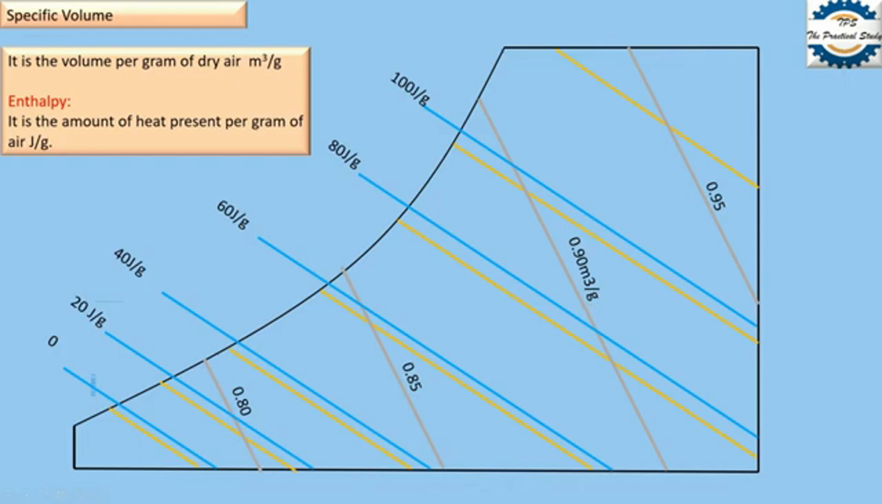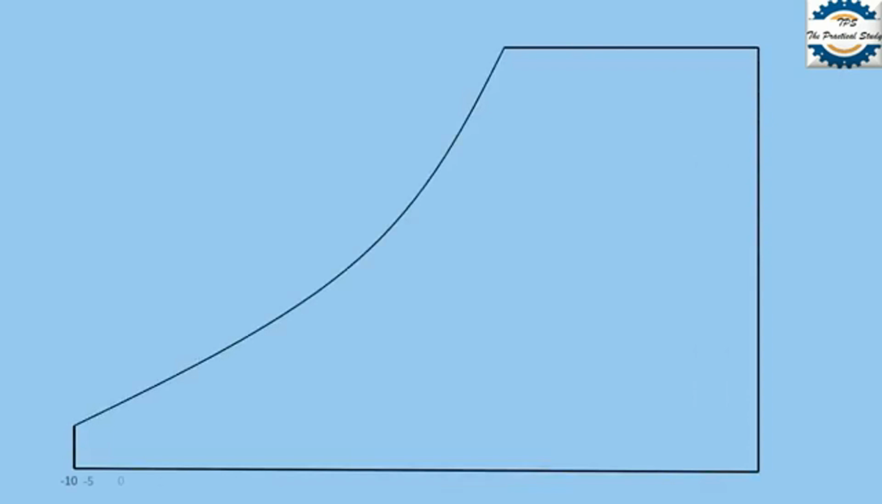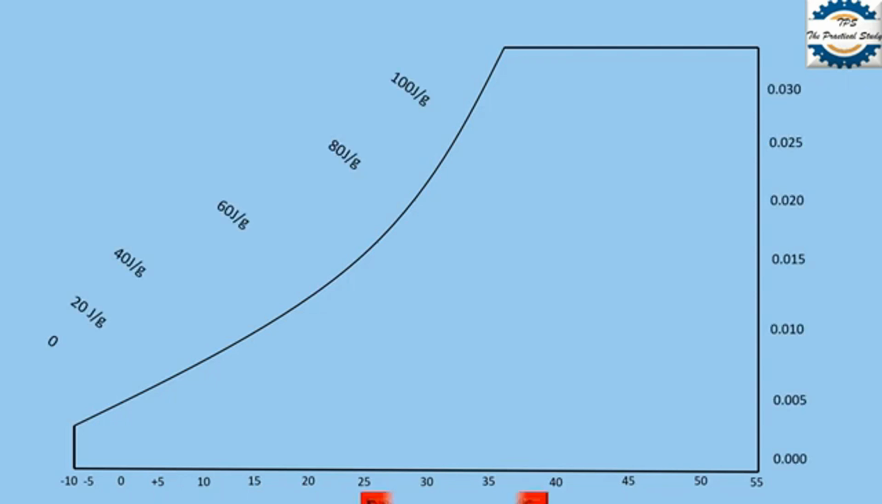Now I think, guys, we have drawn all parameters individually. I think it's time to draw a complete psychometric chart. Suppose this is the psychometric chart. First we have drawn the scale of dry bulb temperature, then the scale of humidity ratio, then the scale of enthalpy, then the scale of wet bulb temperature, saturation line, and dew point temperature scale.